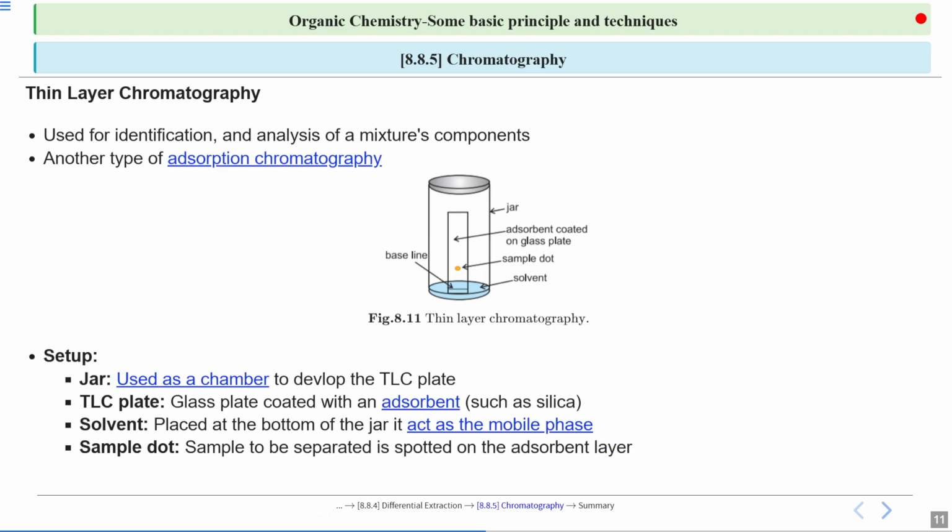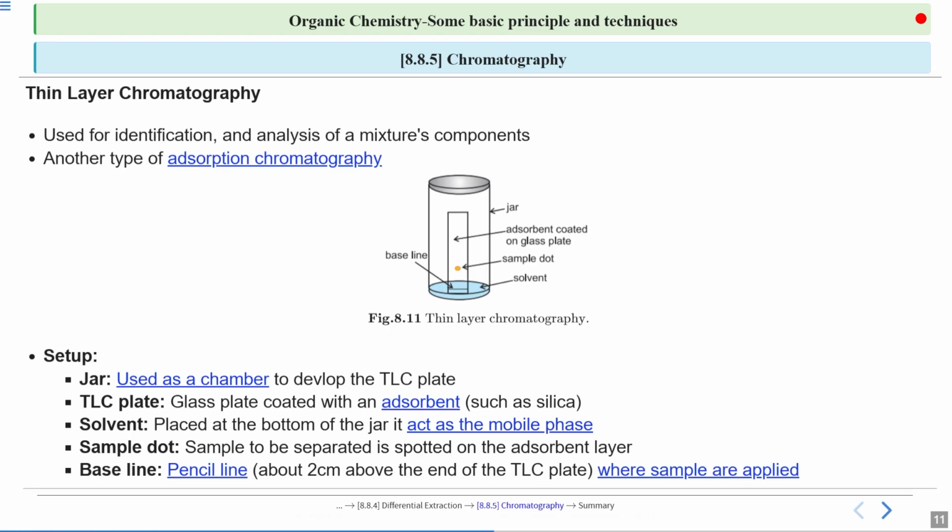Next, we have a sample dot. So what is this sample dot? Basically, you place the mixture as a spot on this glass plate, right? You can see a yellow dot here, and this is your mixture.